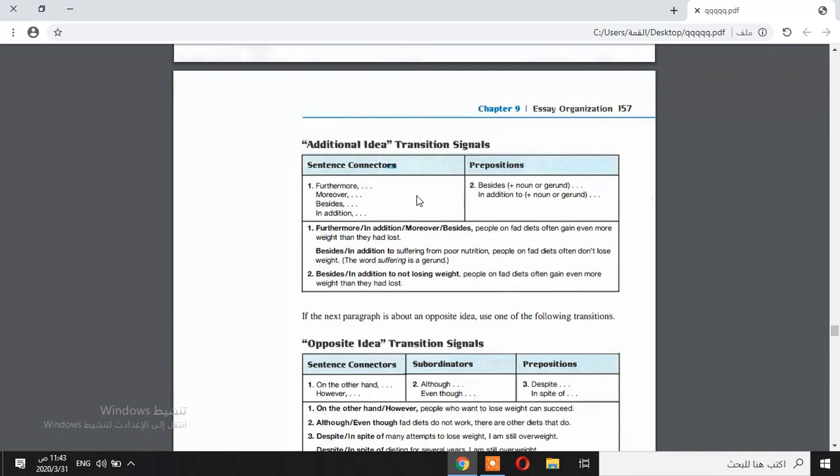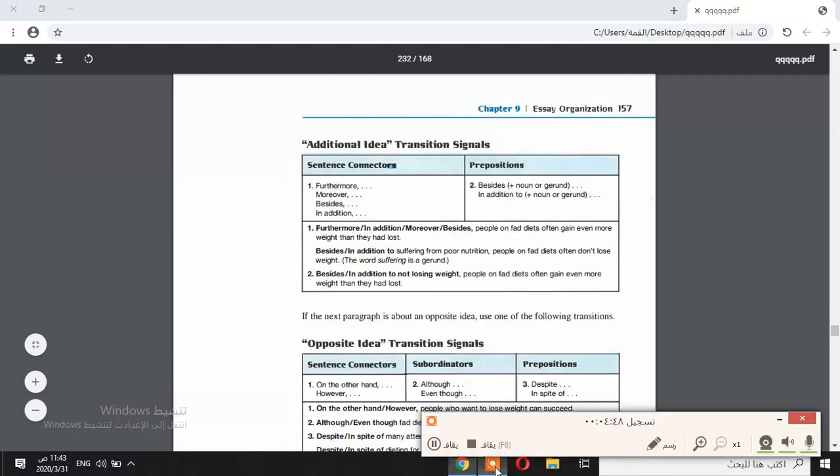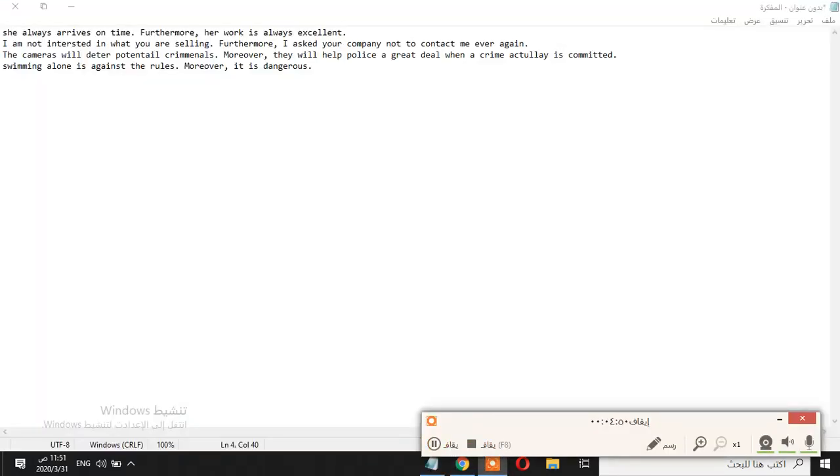If I give you examples, for every one of them you have an example, but this one is not enough, so I need to give you more examples to master the way they are used. Furthermore means in addition, or in addition to what? You have examples here, dear students, using furthermore and moreover.